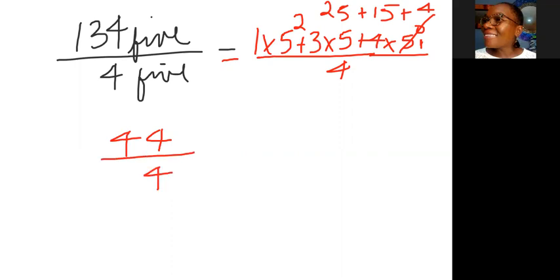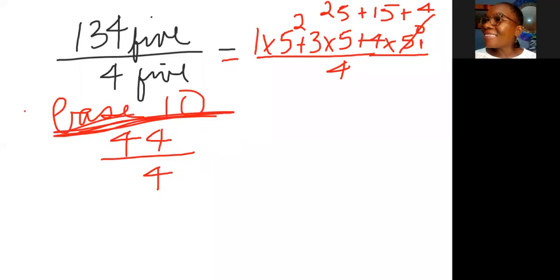So this is where we are. We are in base 10 now. This is base 10, people, base 10. So let's carry out the division in base 10. 44 divided by 4 is 11. We're still in base 10, guys. This is all base 10.